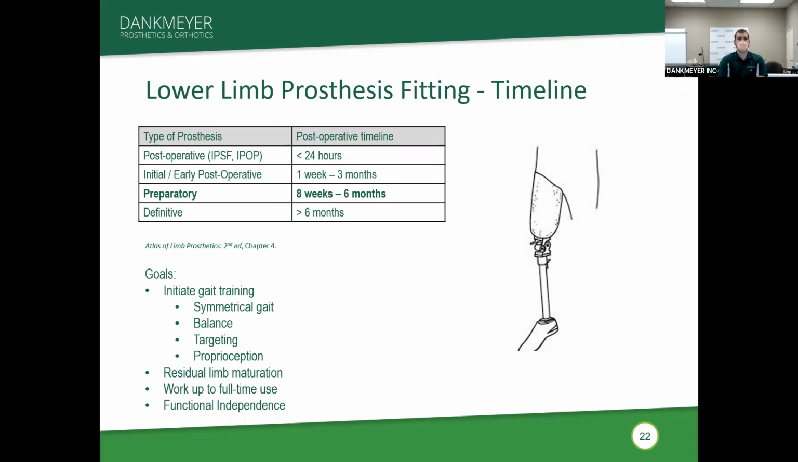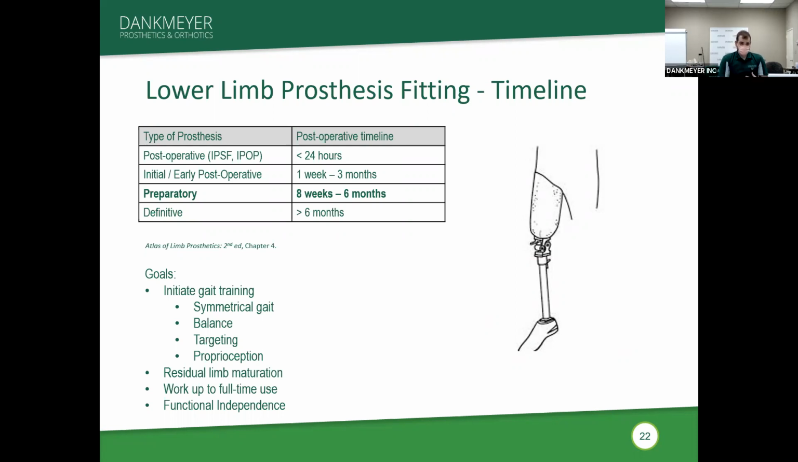During this time, we're looking to start the rehabilitation process, get the patient used to weight bearing, get the patient used to how the residual limb feels inside the socket, and how they need to start learning to walk. During this initial preparatory time, we're looking to establish the balance, the targeting, and the positioning of the residual limb in space, and start to develop that proprioception as a prosthetic user, to know what the sensations inside the socket are telling them about the prosthesis.